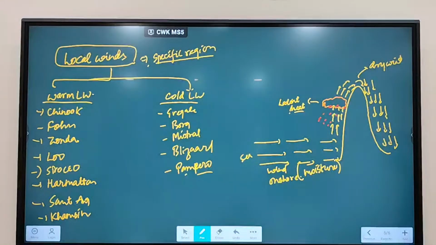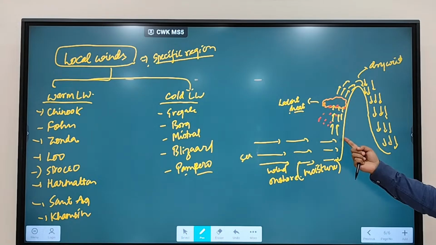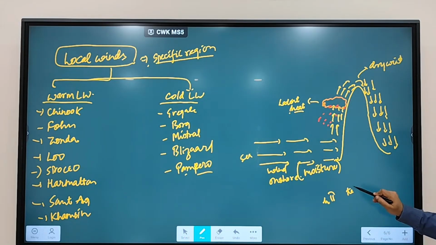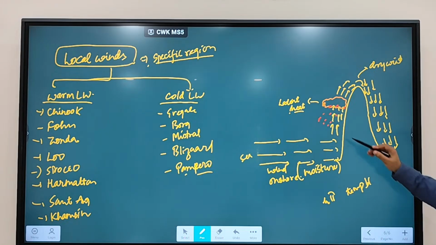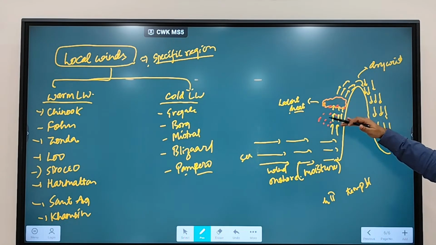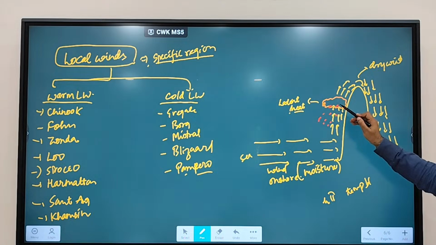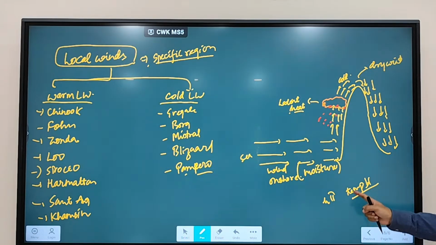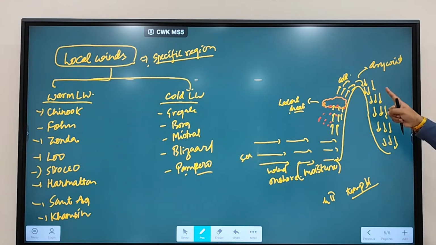Fine. Now, you know that when you go up, what happens? As you go up, what will happen? Temperature will decline. When wind temperature declines, whatever moisture is there will condense. And that's why this wind will become which type of wind? Cold wind. Because temperature is declining, the wind is going to become a cold wind. So at the top of the mountain, you are going to encounter which type of wind?